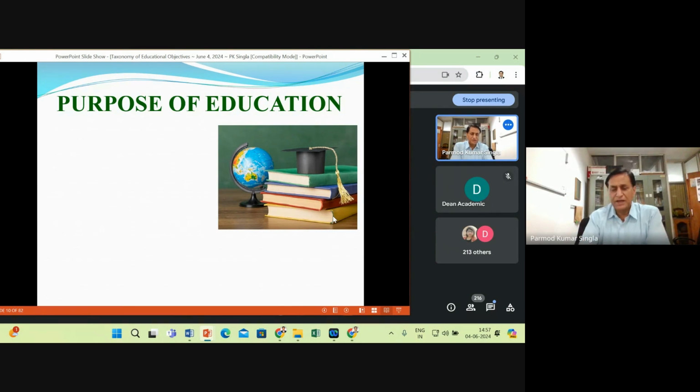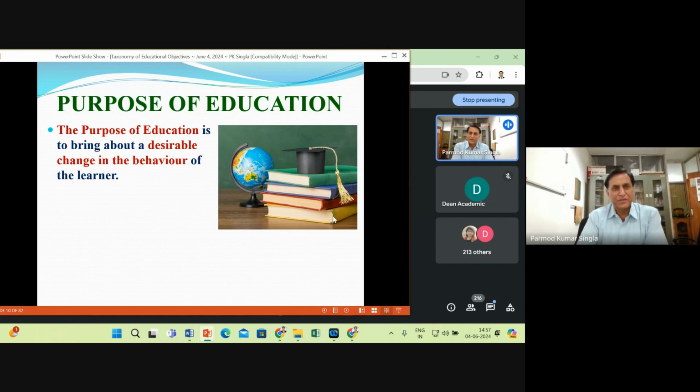Yes. Let me go a little quickly over the very, very rudiment things here. The purpose of education, as it has been defined by most of the pedagogical philosophers and the researchers, is to bring about a desirable change in the behavior of the learner. A learner, a student, a child, he has certain knowledge, certain skills, and certain attitude. You enhance his knowledge, you enhance his skills, and you modify his attitudes, and his behavior changes in a desirable way.